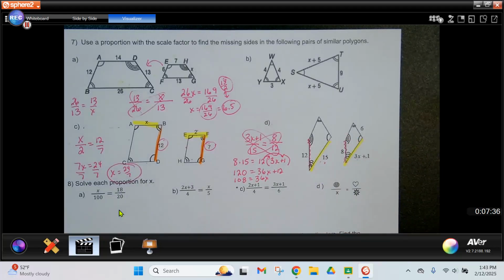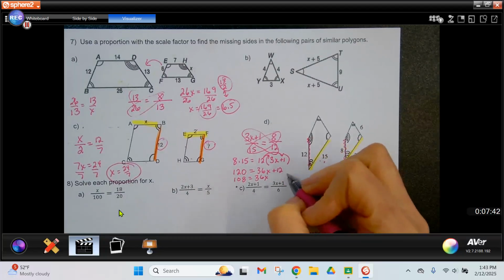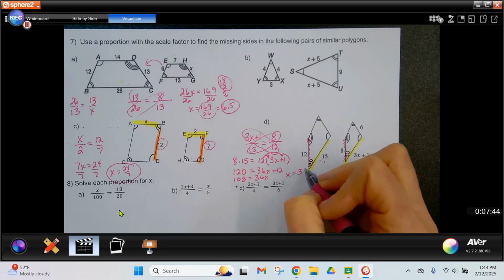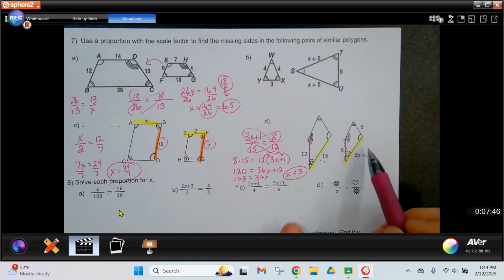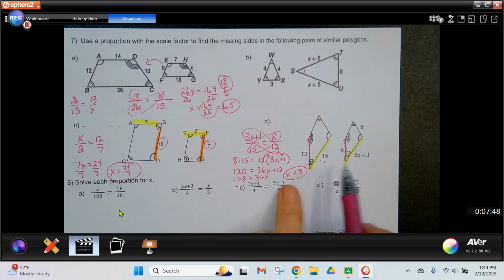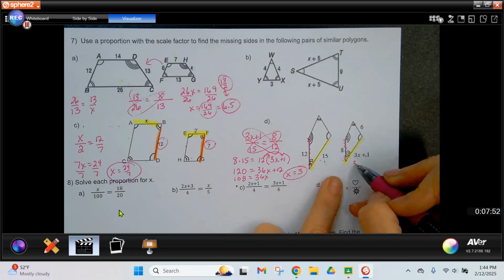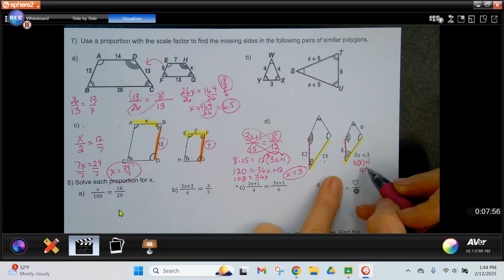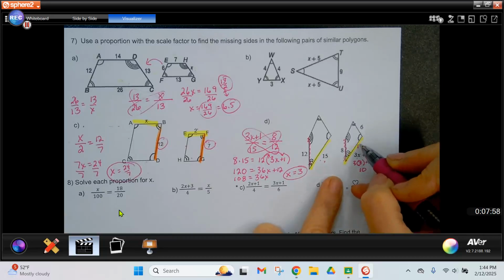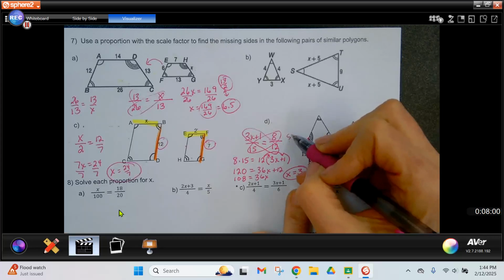And I don't know if that's an even number or not. 108 divided by 36 equals 3. If I divide both sides by 36, I get x equals 3. Now if I'm going to find the missing side here, I take that 3 and I put it in here to see what this length should be. So 3 times 3 plus 1 is 10, right? Because that's 9 plus 1. So this side is 10. The answer is 10.